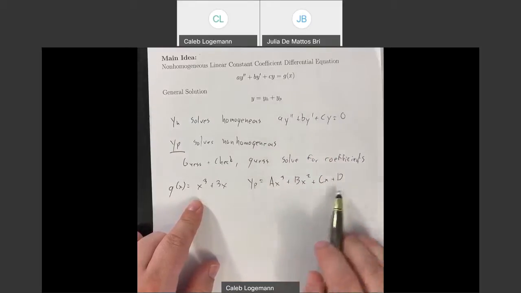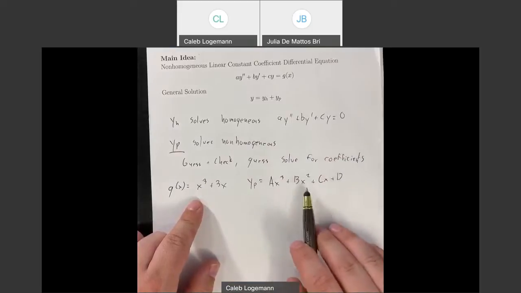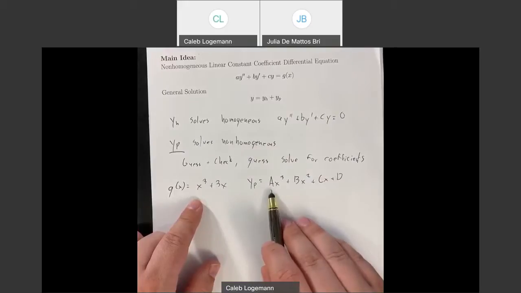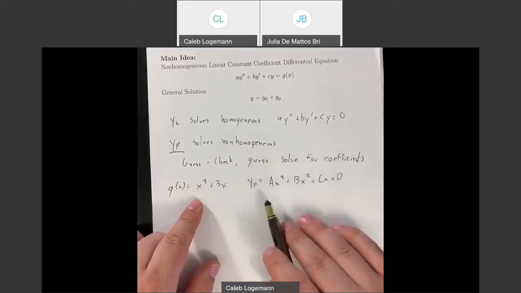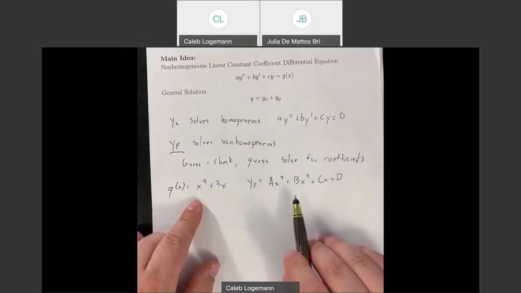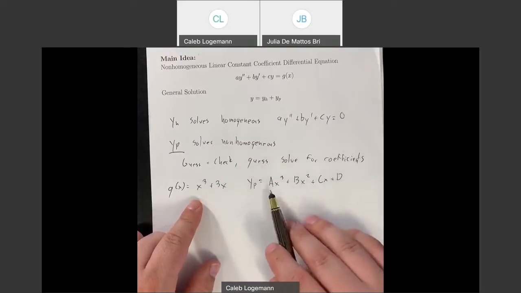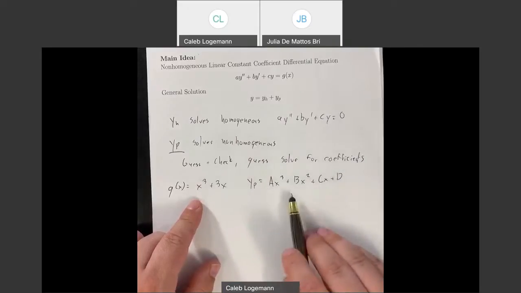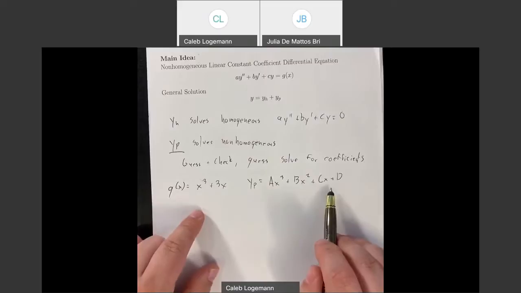Okay, and we need to make sure we include all orders lower than the highest order. I put the coefficients a, b, c, and d here. That allows me to guess something of this form, plug it into the equation, and then try to solve for these coefficients afterward to find out what exactly that particular solution is. Okay, but this is our initial guess.